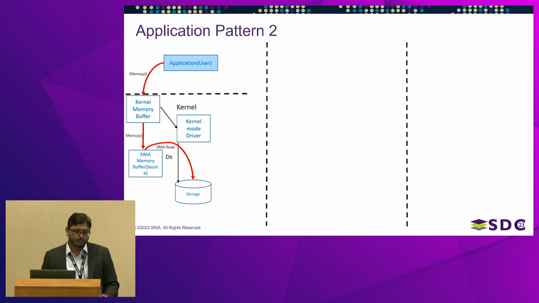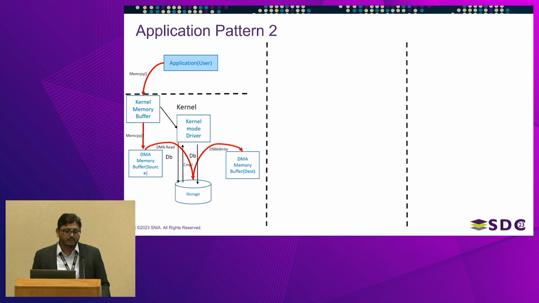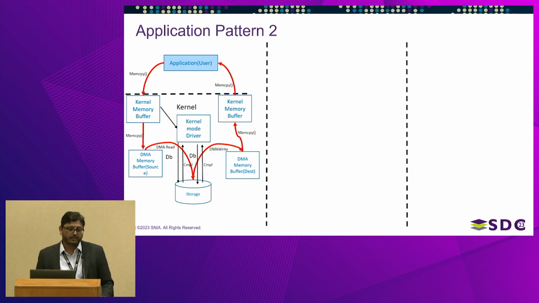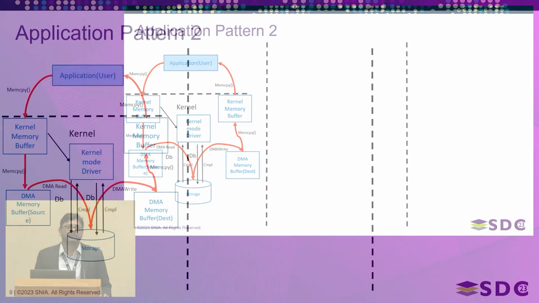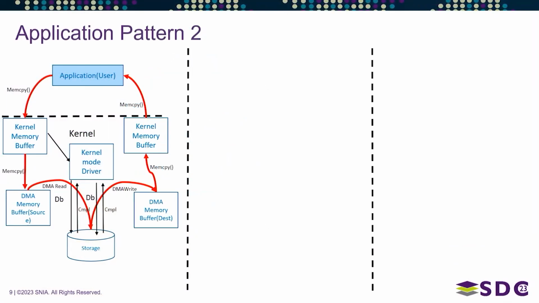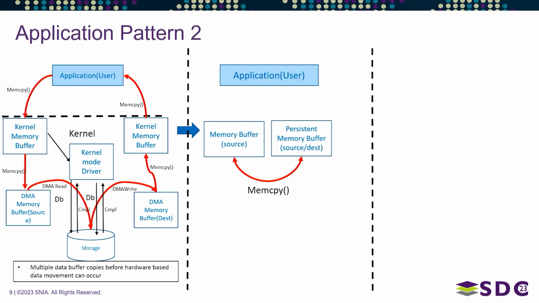And so you've already done 2 copies before the data was stored in the storage. If you're trying to retrieve it back, you have to walk back the same steps in terms of the number of copies. You have to do a copy into a DMA-able buffer, and then another copy to a kernel buffer, and then it gets copied to a user space buffer. So it's not very efficient in many cases, right?